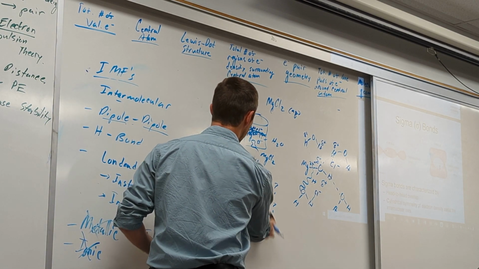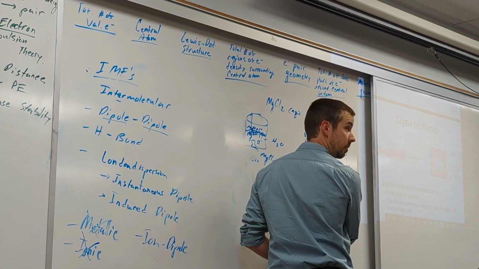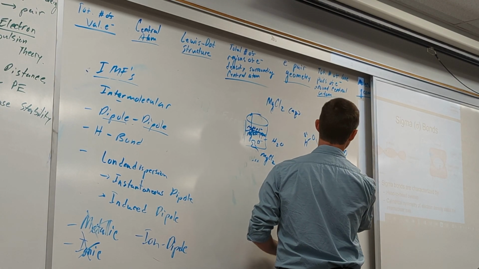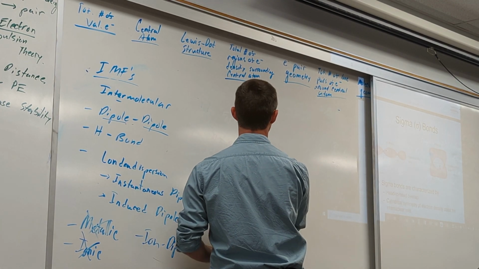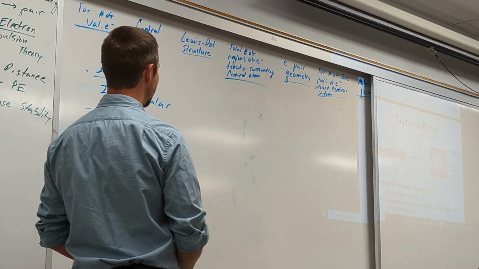Very important. Cytosine and guanine, how many? 3 bonds. They have 3. Dang it. I messed that one up.